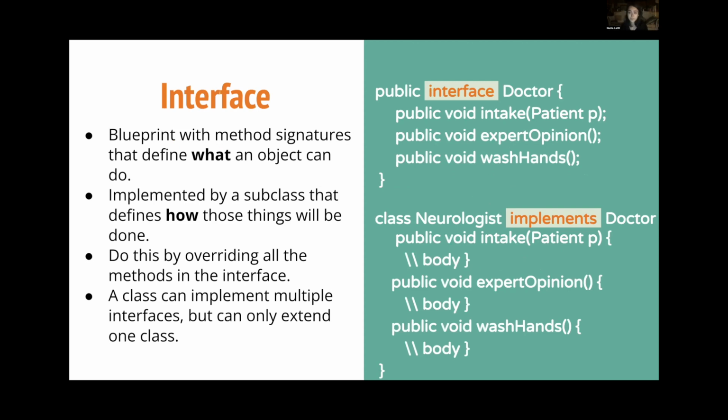Well, in Java, we have something called an interface. An interface is a blueprint with method signatures that define what an object can do. Over here on the right, I have my public interface Doctor, and it is defining the things that we discussed earlier that all doctors should be able to do: do an intake, give some sort of expert opinion, wash hands. Those things, the interface, will be implemented by a subclass that's going to define how those things will be done. So I have my class Neurologist implements Doctor.